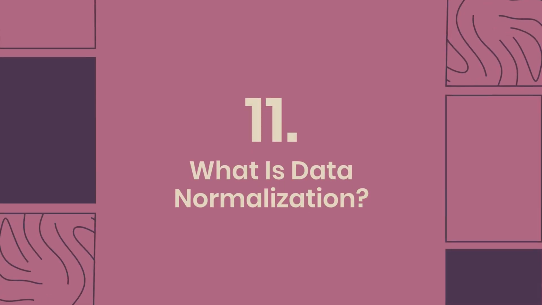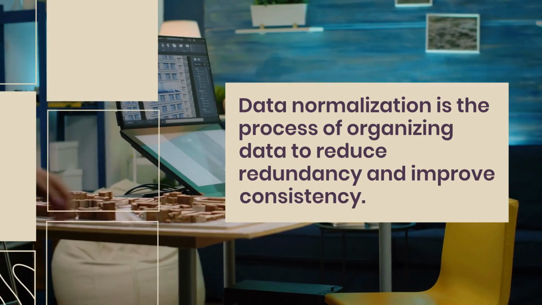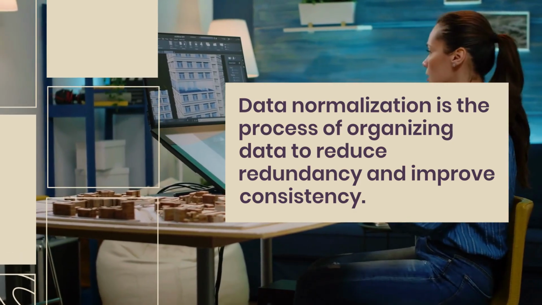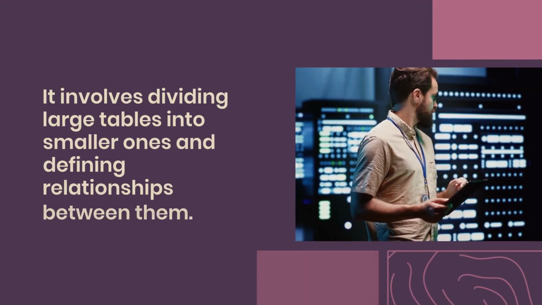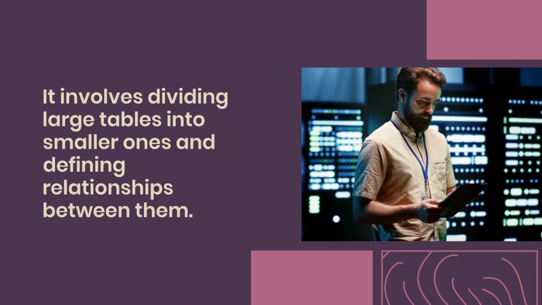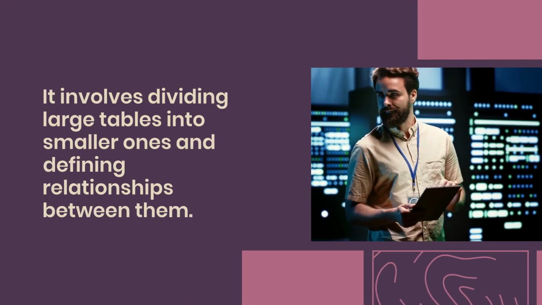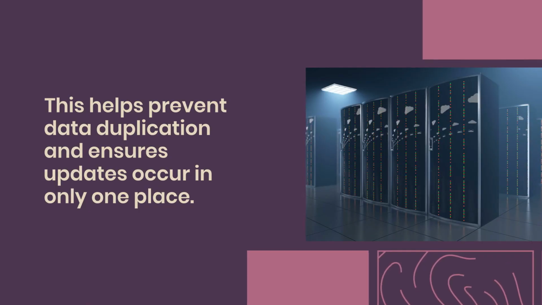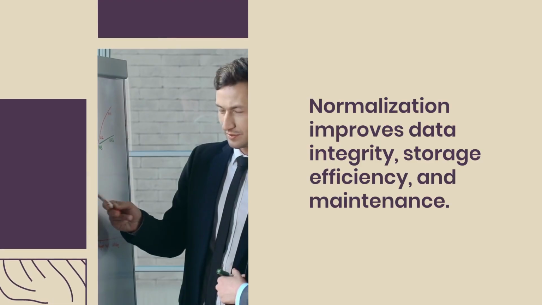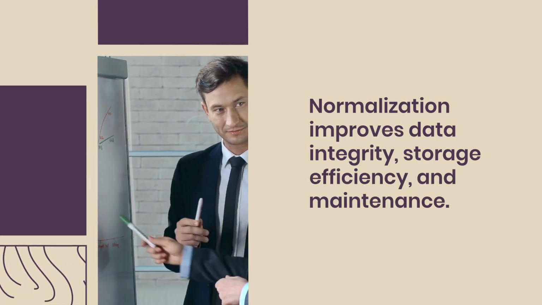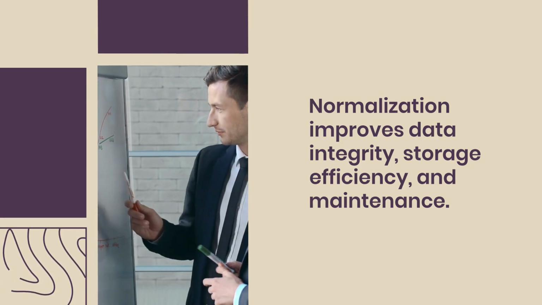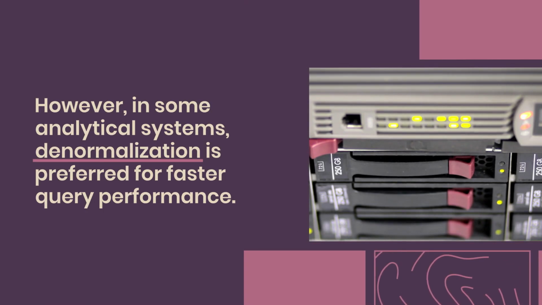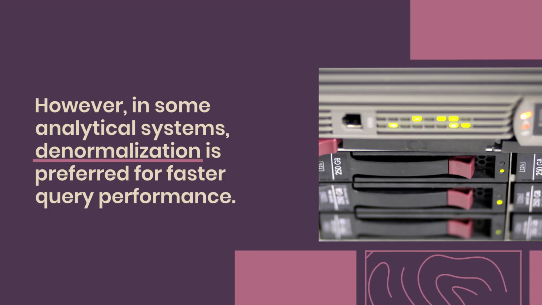11. What is data normalization? Data normalization is the process of organizing data to reduce redundancy and improve consistency. It involves dividing large tables into smaller ones and defining relationships between them. This helps prevent data duplication and ensures updates occur in only one place. Normalization improves data integrity, storage efficiency, and maintenance. However, in some analytical systems, denormalization is preferred for faster query performance.